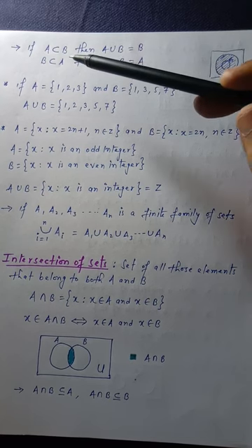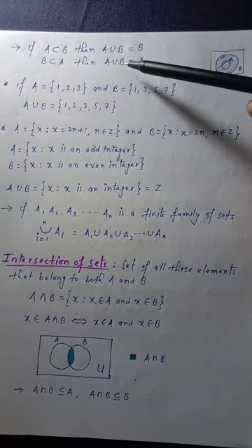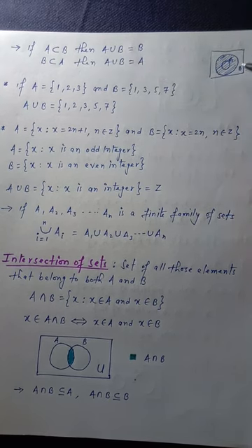And similarly, when B is a subset of A, then A union B will be A, because in that case A will be outside, B will be inside.